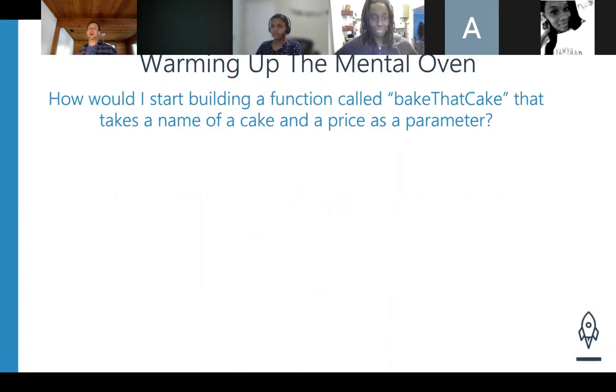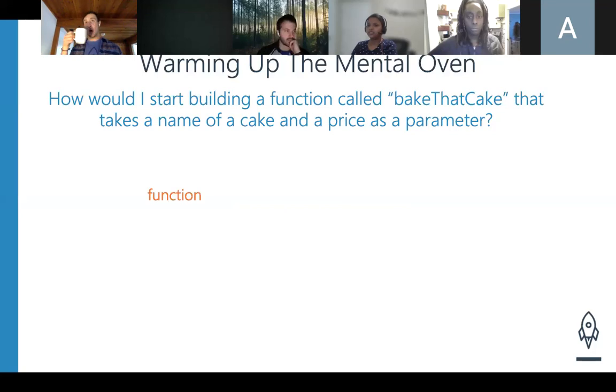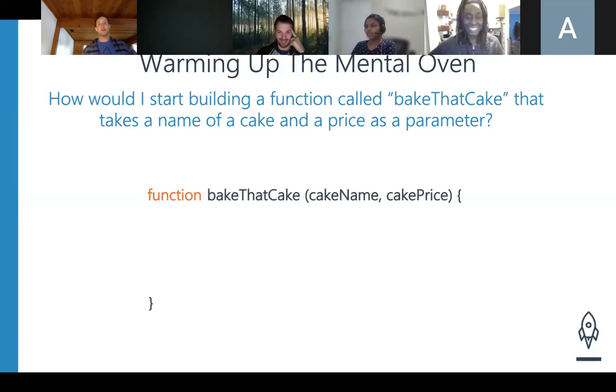How would I start building a function called bakeThatCake? By the way, it is a cake theme today. BakeThatCake takes in the name of a cake and a price as parameters. What word do we start with? Function. Very good. We're creating our own function. And then what comes next? bakeThatCake, parentheses at the end. Yes, absolutely. And we include our parameters in there. So cakeName and cakePrice.